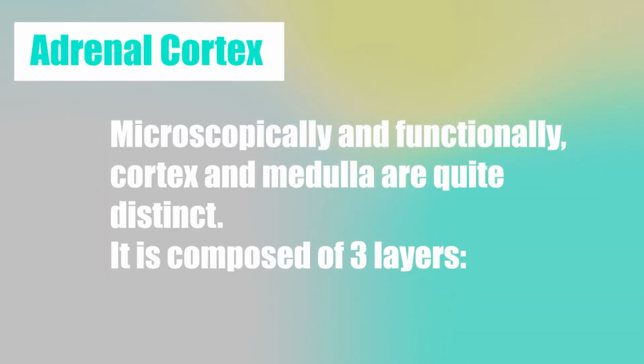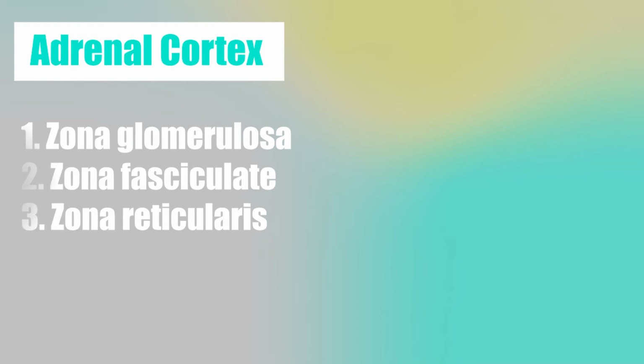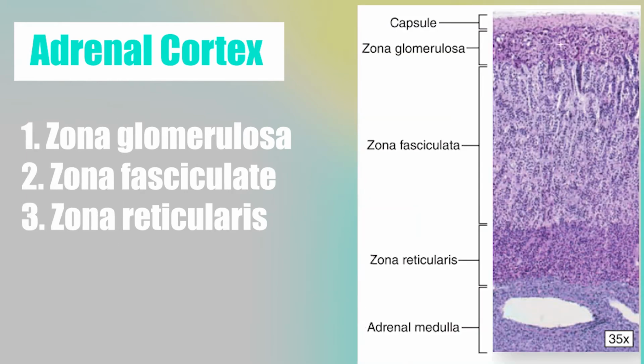Adrenal cortex. Microscopically and functionally, cortex and medulla are quite distinct. It is composed of 3 layers. 1. Zona glomerulosa. 2. Zona fasciculata. 3. Zona reticularis.